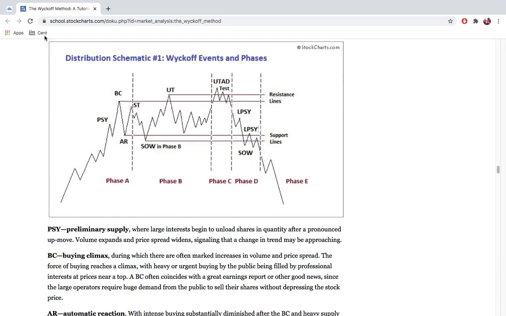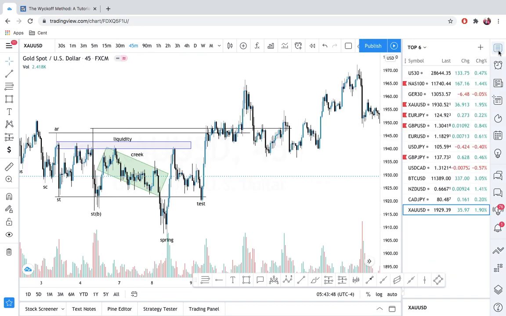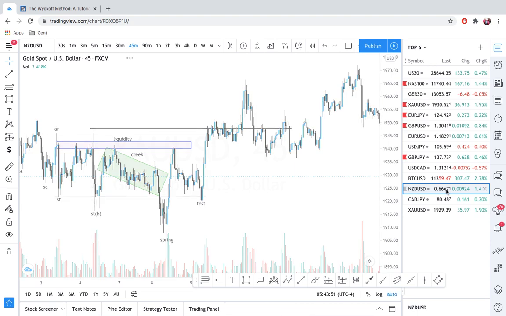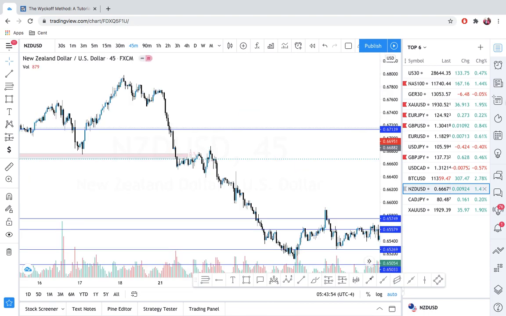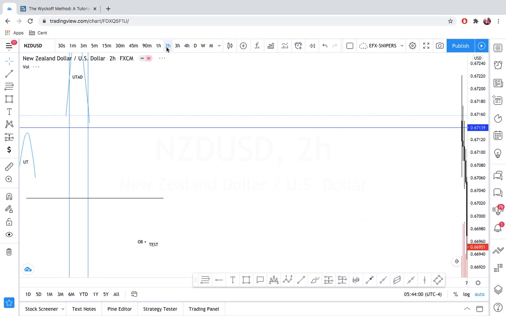I want to show you just a typical example. Let me start with NZDUSD so that you can see. This is one of my whole trades that I was in. I took a nice entry. This is what I want to show you today. Let me go to H2, where you're going to see it properly.